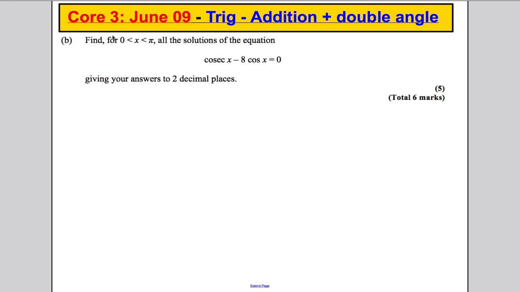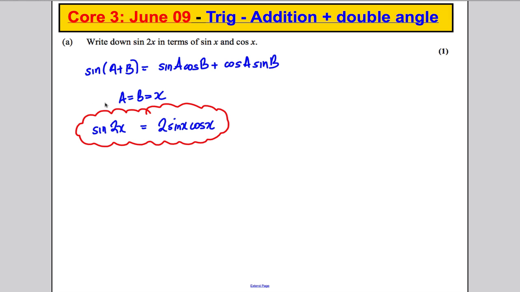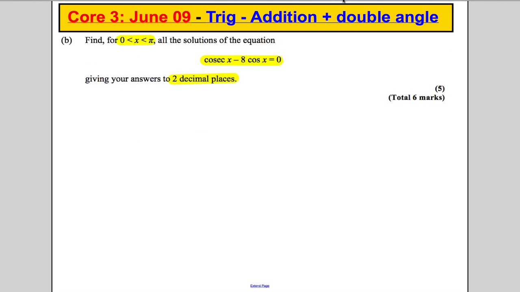Okay, part B. You are using the domain x is between 0 and pi. You are asked to find the solutions of this, and you're asked to give your answer to 2 decimal places. We've got cosec and a cos at the moment. Nothing's obvious to do. Translate the cosec into what it means, and then we'll see where we go. In your head, you should be thinking, can I use part A? Why have they asked me to write down sine 2x? We'll see in a second.